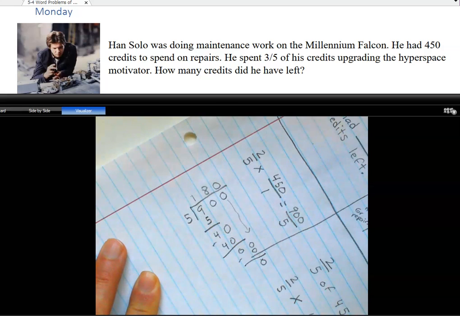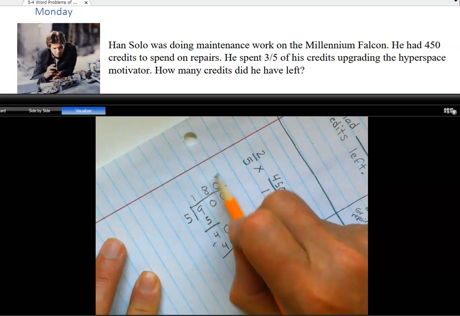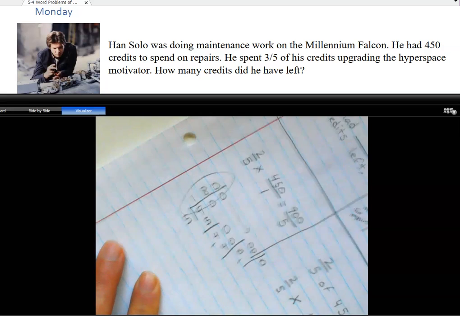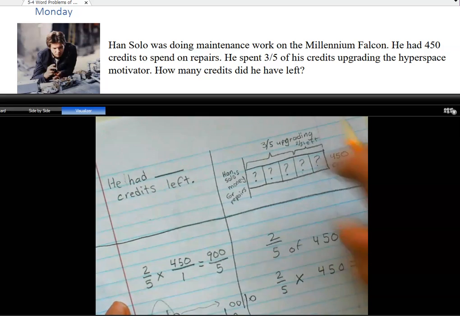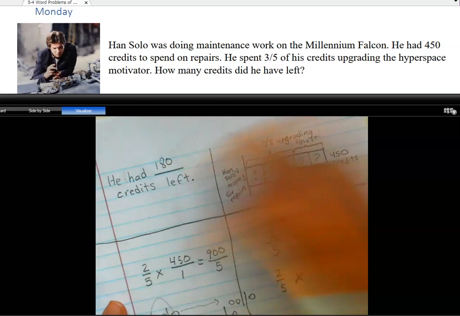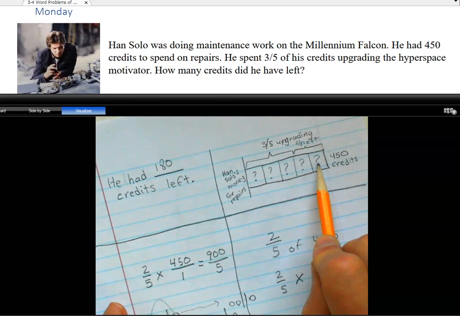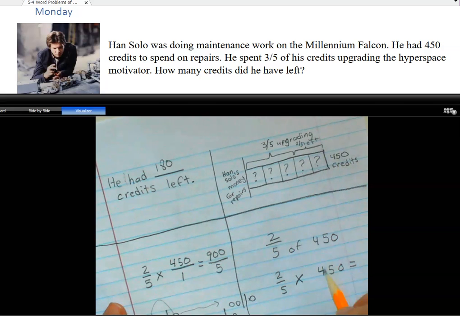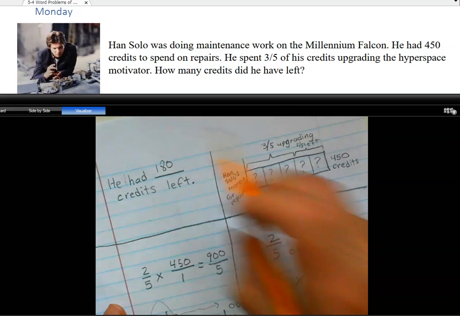So what I've learned is that Han Solo had 180 credits left over, because 2/5 of 450, these two question marks together, is going to equal 180.